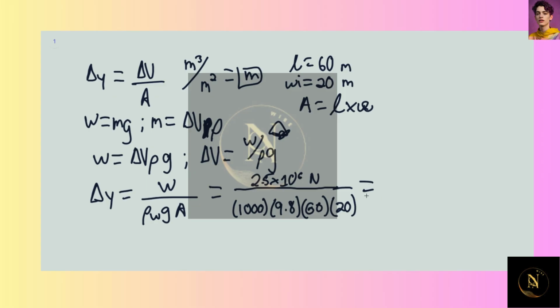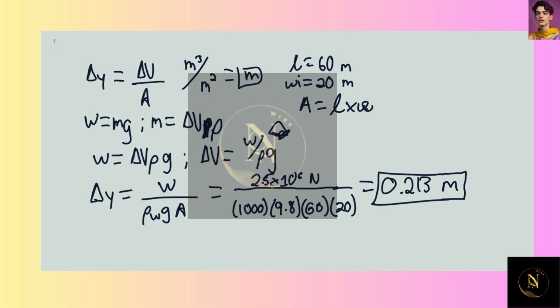And solving for this, we have a 0.213 meter difference. So this is going to be by how much the water level increases, given that we have put 2.5 times 10 to the 6 newtons of metal on top of this barge.